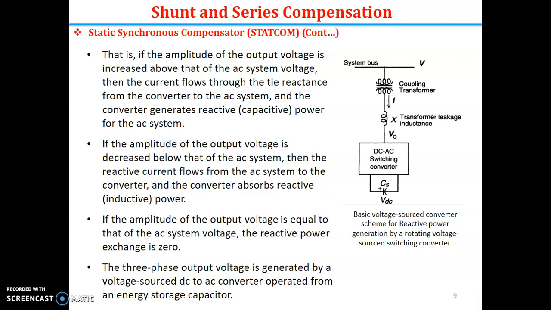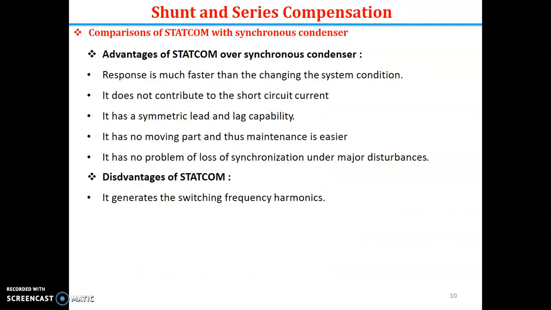The practical converter used for the STATCOM is a single phase H bridge or three phase two level or multi-level inverter depending on the rating and size of the inverter. The three-phase output voltage is generally generated by the voltage source DC to AC converter operated from an energy storage capacitor. So sometimes nowadays STATCOM is fitted with solar panel, so it will also supply the real power in case of the distributed generation.